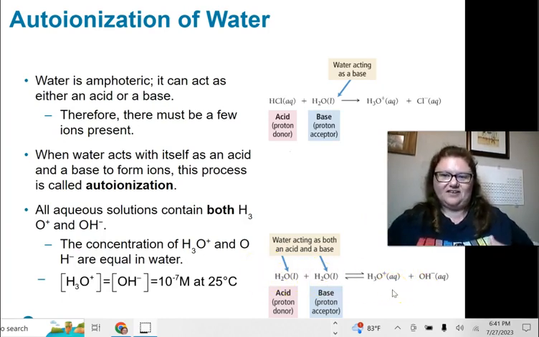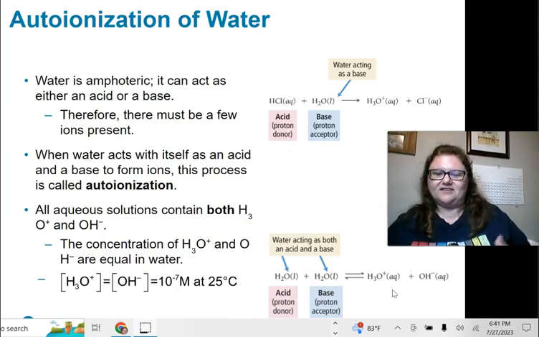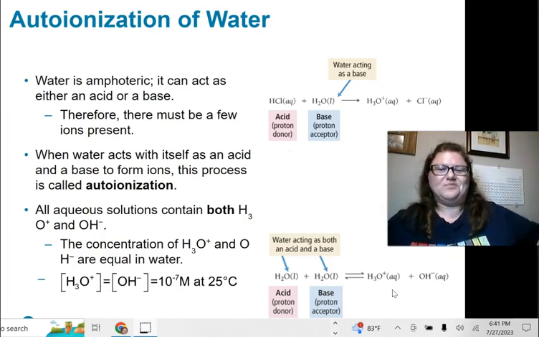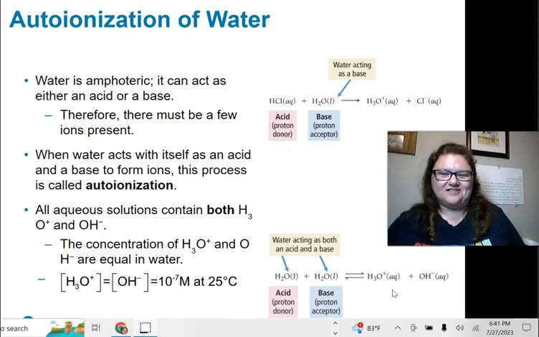But it's so random that it's never too acidic or too basic that you can even taste it. Think of how many millions and trillions and billions of water molecules would be in that water bottle. So it's just not detectable. But this is an equilibrium that's happening all the time.